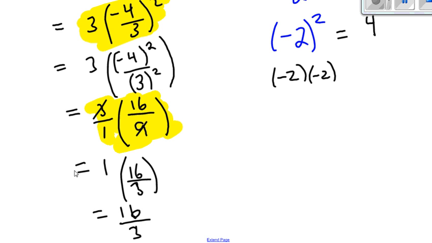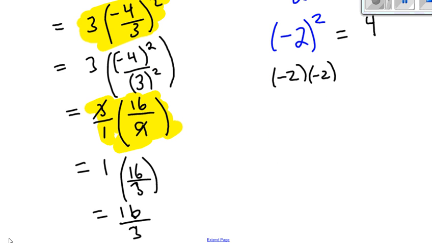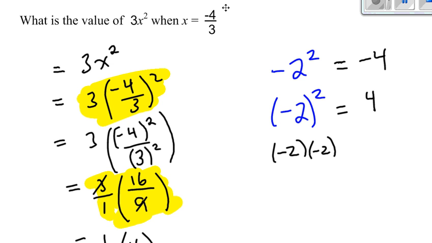And I can pretty much guarantee you that an awful lot of people, whether they're in grade 9 or they're in grade 12, would get an answer of negative 16 over 3, just for the simple fact of forgetting about what happens to a negative sign when you square it. So be careful and look for that.